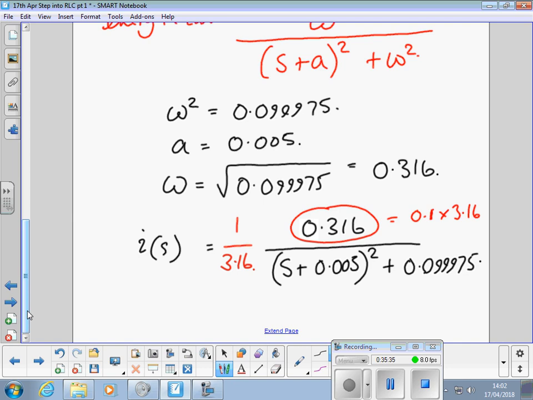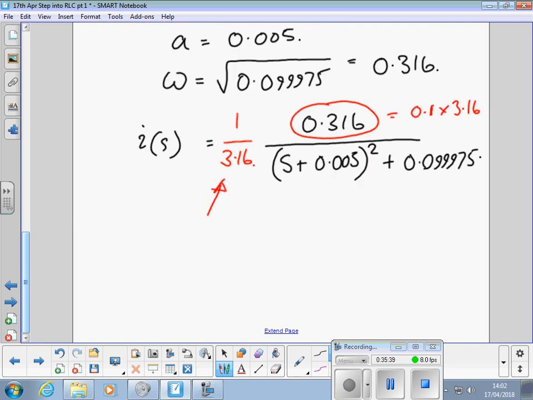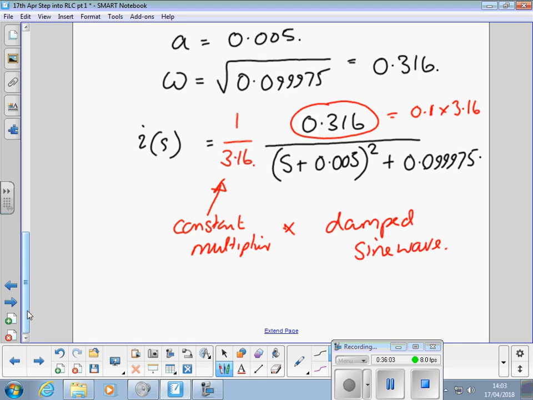So what we've got there is a constant multiplier times a damped sine wave. Yep, that bit. This bit is in the form of omega over s plus a all squared plus omega squared, a damped sine.